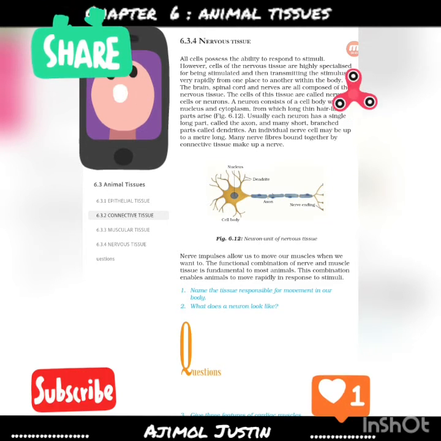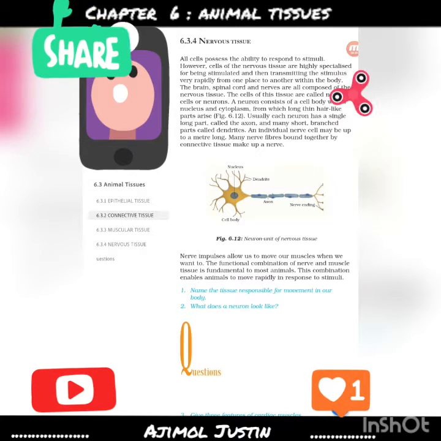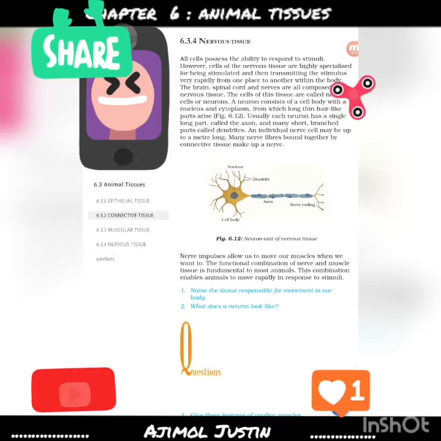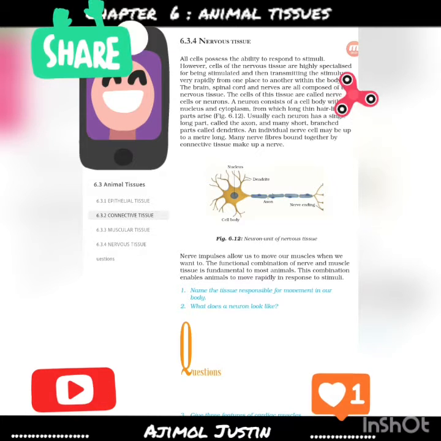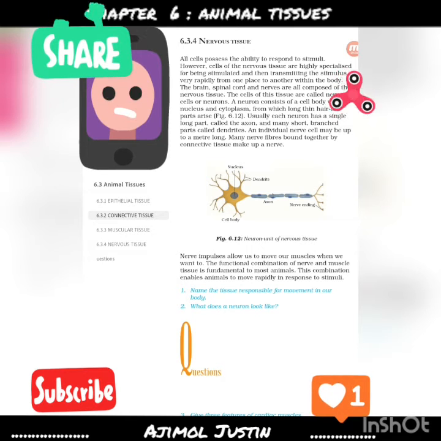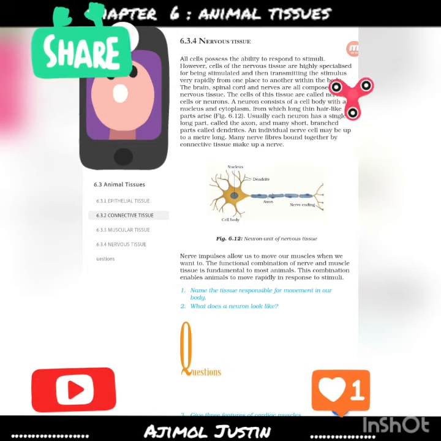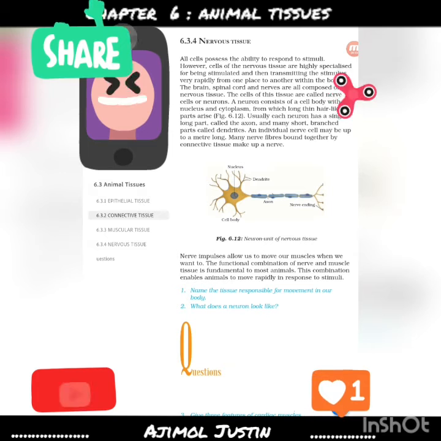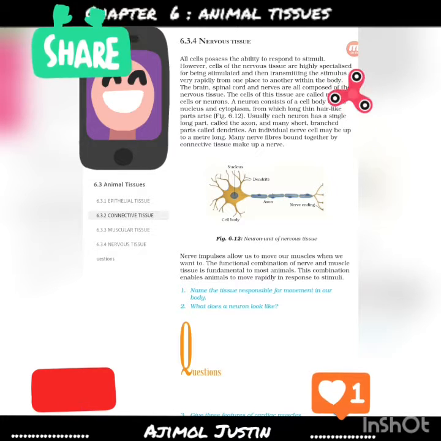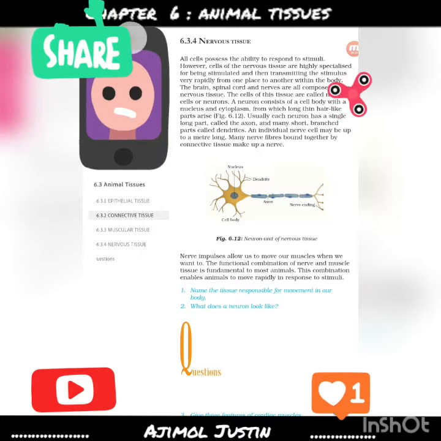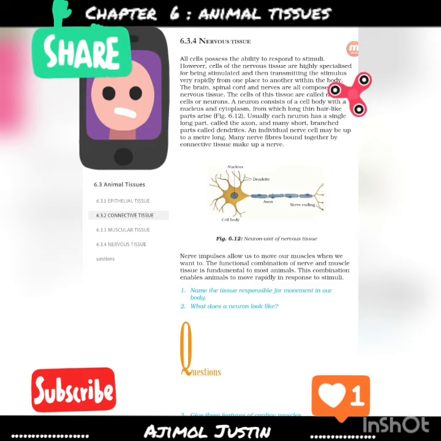Now all cells possess the ability to respond to stimuli. What do you mean by respond to stimuli? If you are pricked by a needle, how will you react? You will pull your hand back, right? So that means response. Okay, and what is stimuli? That pricking is known as the stimuli. So all of the cells have this ability to respond to stimuli. Nobody tells you that if you are pricked by a needle, you should move your hand, right? That is the response of your body. So all cells have this ability.